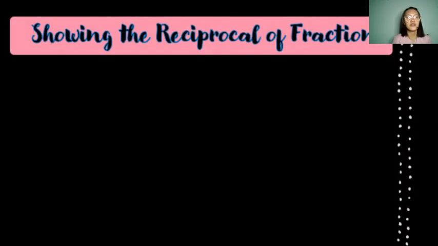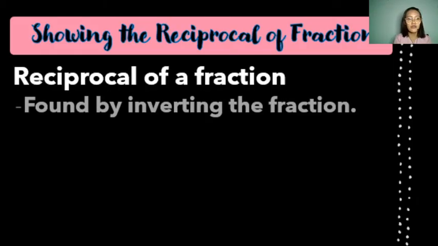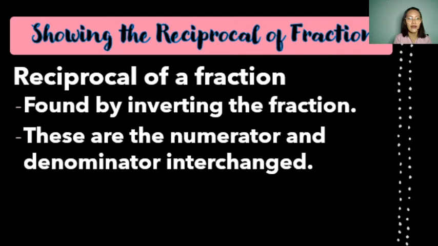Now, let's proceed to showing the reciprocal of fraction. So, madali lang po siya. All you have to do is to understand what's the meaning of reciprocal. Paano ba natin makukuha yung reciprocal ng isang fraction or ng isang whole number? So, reciprocal of a fraction is found by inverting the fraction. So, babaliktarin lang daw po natin. So, the numerator and denominator are interchanged. Magpapalit ang posisyon ni numerator and denominator.